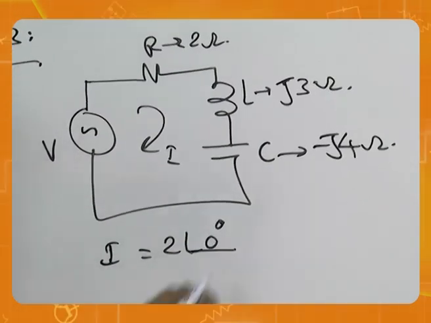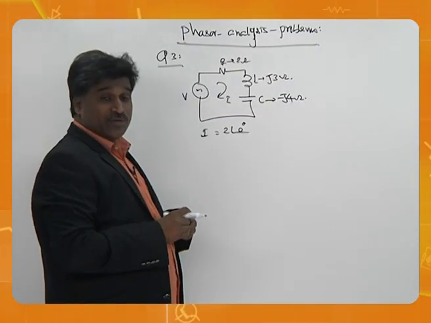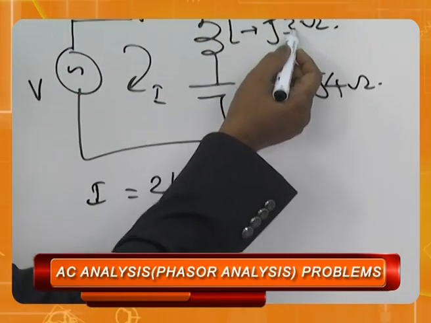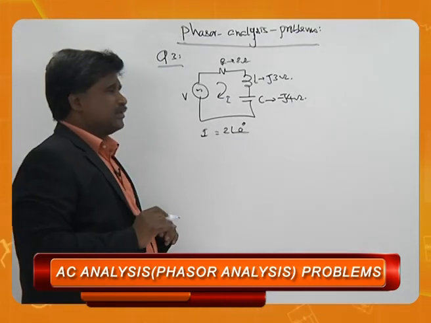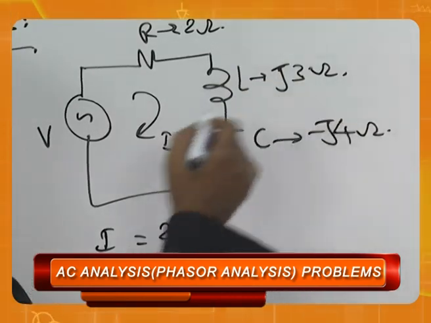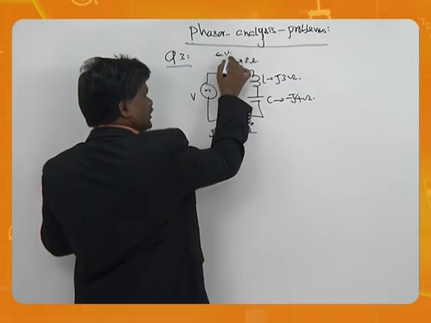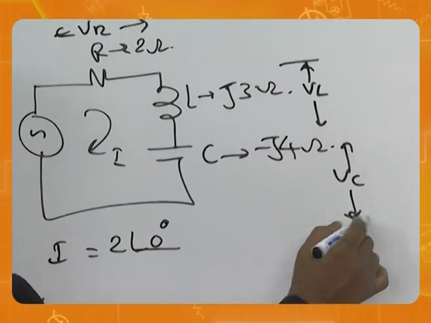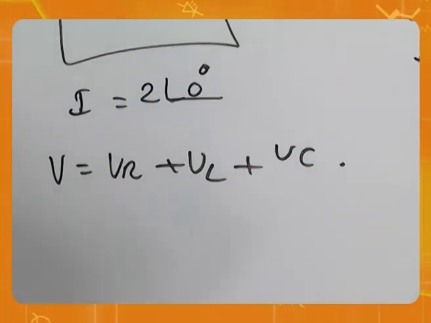Okay. Now in all this data, is there any information about frequency? No. There is no information about frequency. Therefore, he has to give already converted values. He has already given the converted values, for example, j3, j4. Now how to calculate V? Very simple. Let me call this VR, VL, VC. So VR plus VL plus VC.